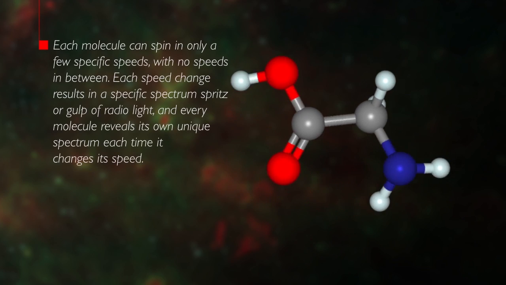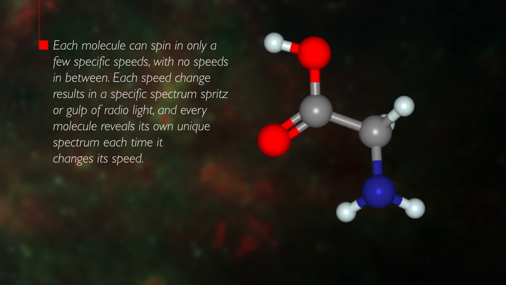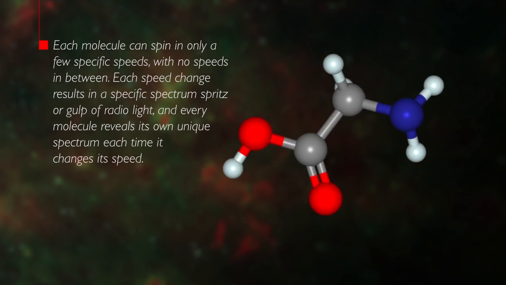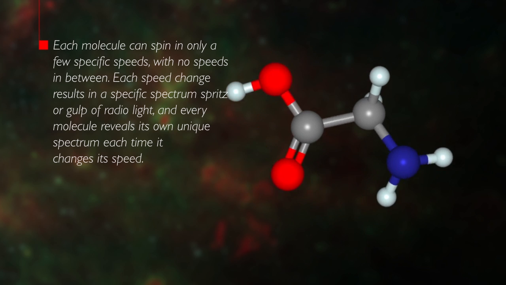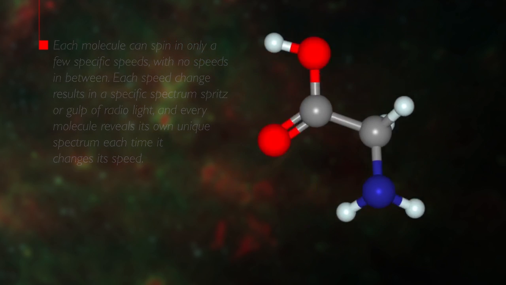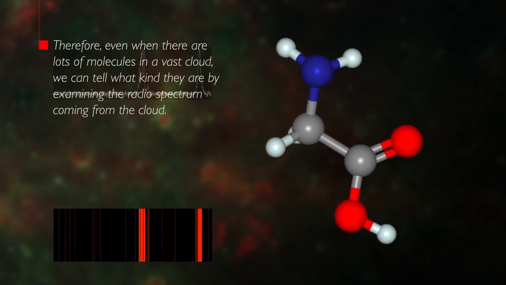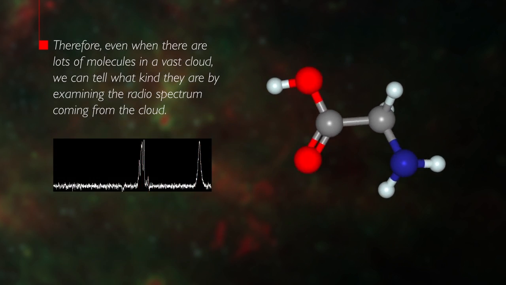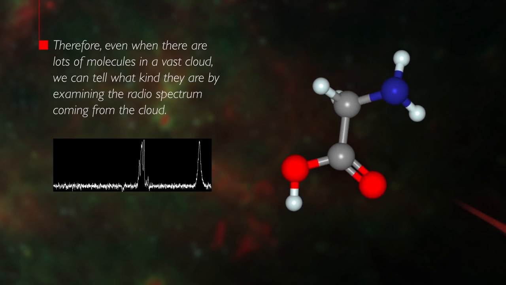Each molecule can spin in only a few specific speeds, with no speeds in between. So each speed change results in a specific spectrum spritz or gulp of radio light. And every molecule reveals its own unique spectrum each time it changes its speed. Therefore, even when there are lots of molecules in a vast cloud, we can tell what kind they are by examining the radio spectrum coming from the cloud.